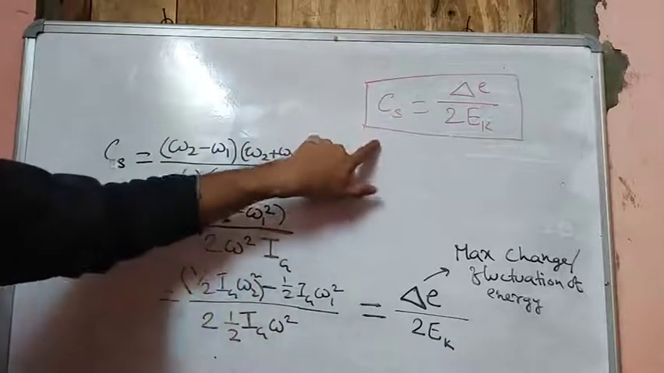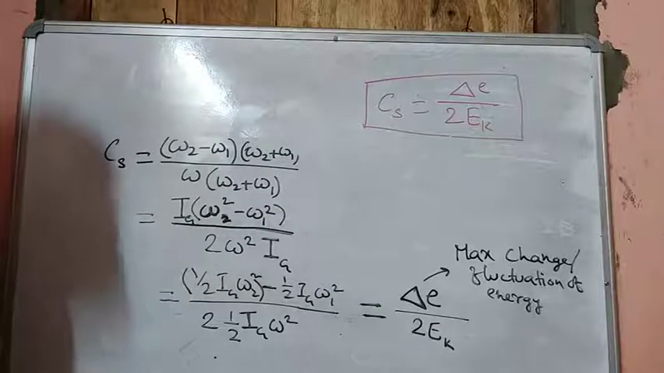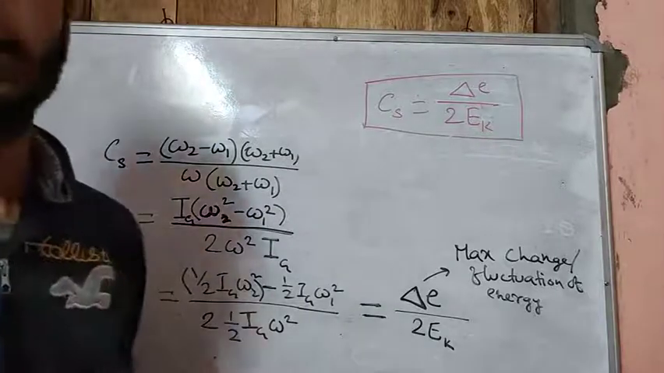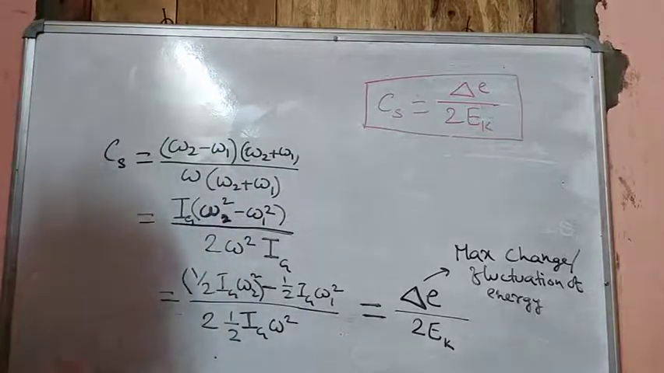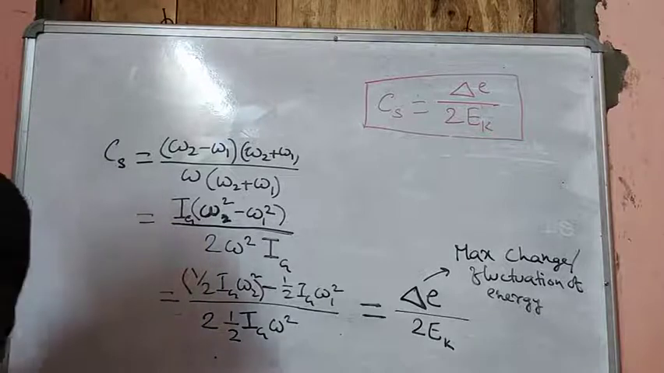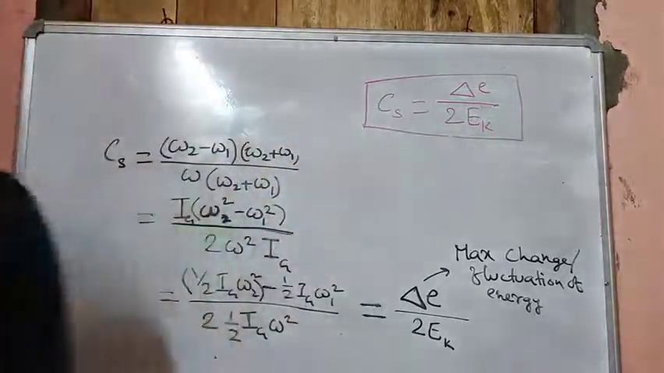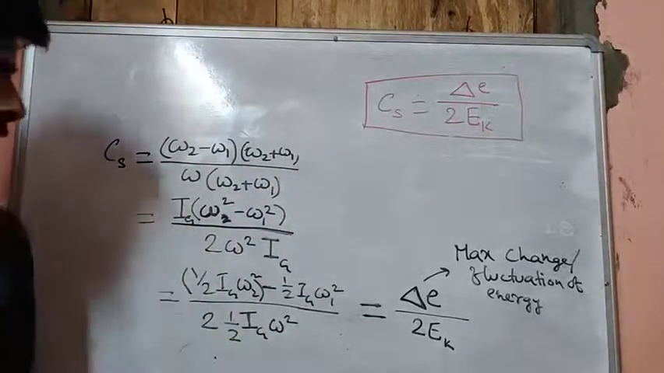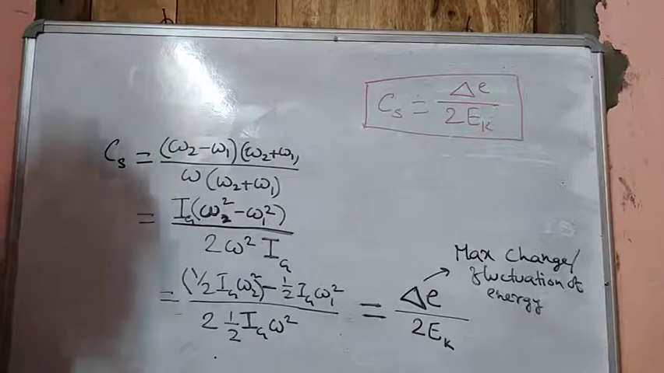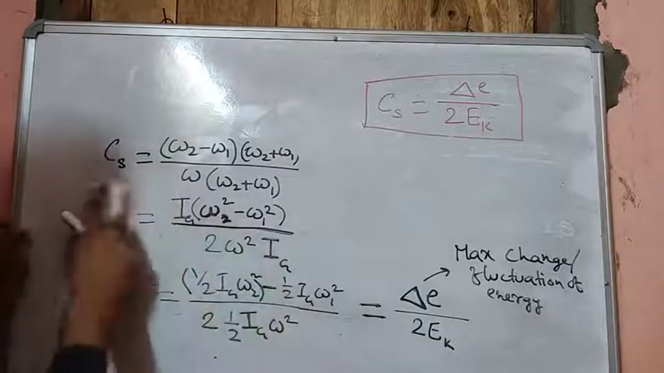So this is one of our basic equations, and the other equation of motion we have already seen. These are the only two equations required to solve most of the flywheel problems that will appear in GATE. So we will try to solve one or two problems now.